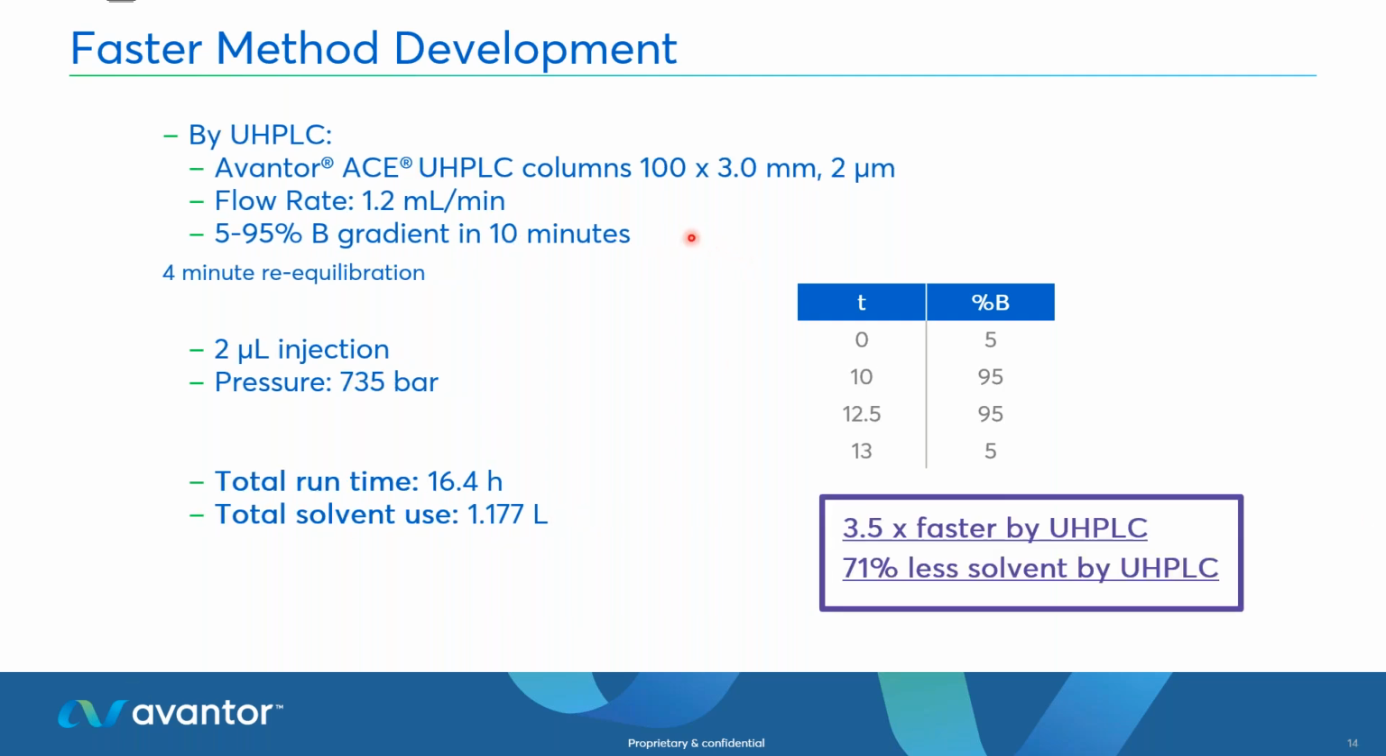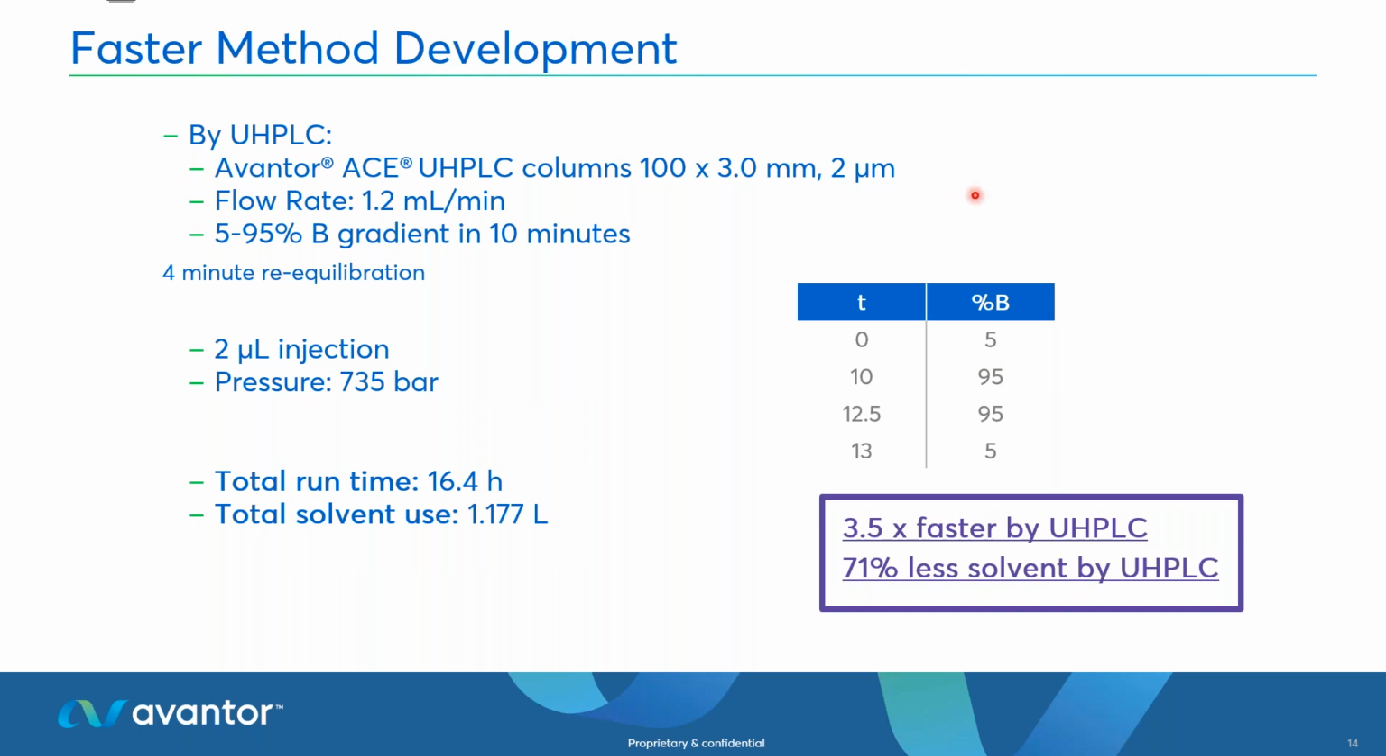If you move it to our favorite column, so the 10 centimeter, 3 mm ID, 2 micron, because you've scaled that method, you can get all those runs done more quickly. I can do this now in 16 hours. Therefore, I can set it up before I go home, come in the next day and have the chromatograms ready. So it's much quicker running on a smaller particle size versus that standard 5 micron. You also use less solvent.